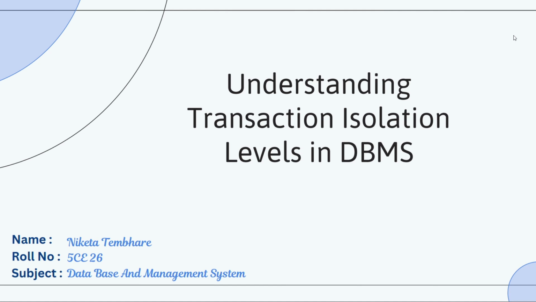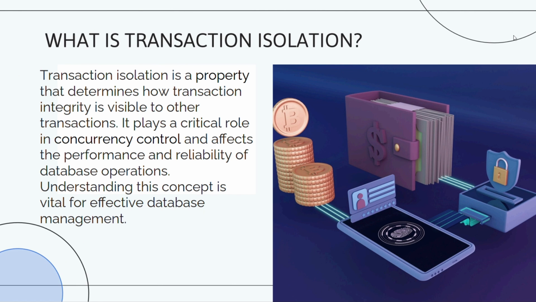Today we will be understanding transaction isolation levels in DBMS. So, what is transaction isolation? Transaction isolation is a property that determines how transaction integrity is visible to other transactions. It plays a critical role in concurrency control and affects the performance and reliability of database operations. Understanding the concept is vital for effective database management.